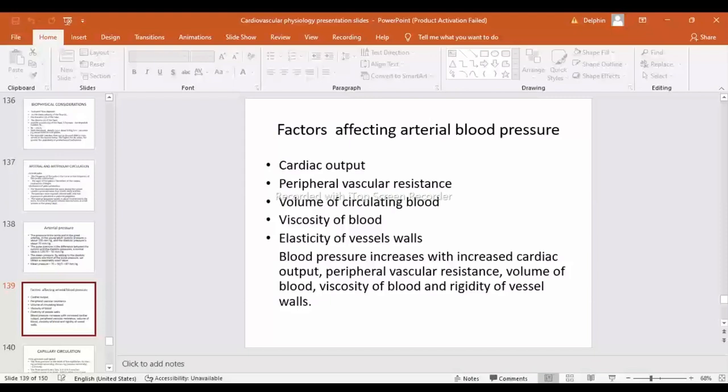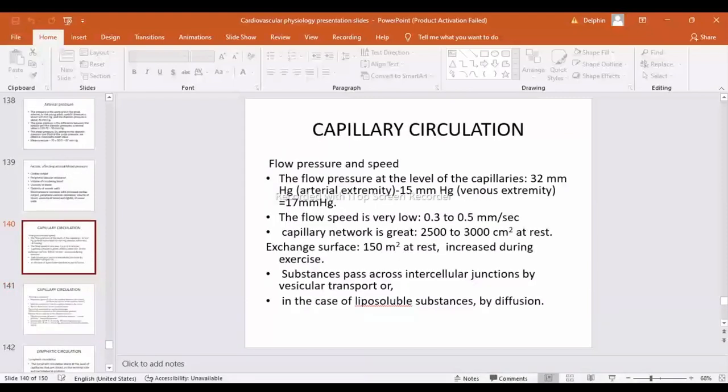For capillary saturation, here we consider the flow of pressure at the level of the capillaries. We have 2 millimeters of mercury when we consider the end of the small artery, and 15 millimeters of mercury when we consider the starting point of the venous extremity. It means that the difference is at least 17 millimeters of mercury.